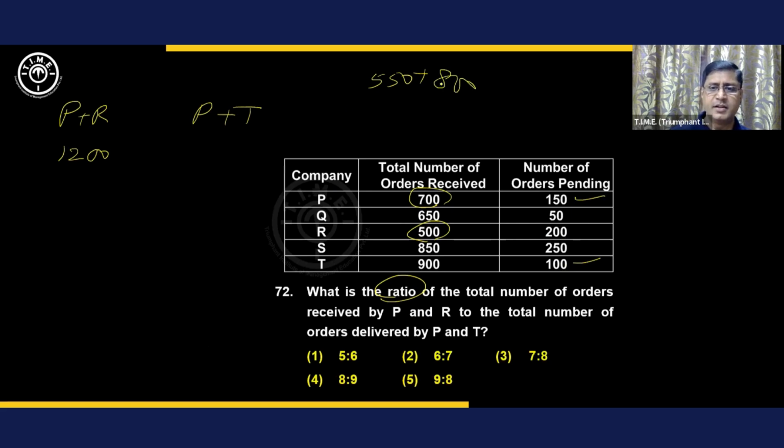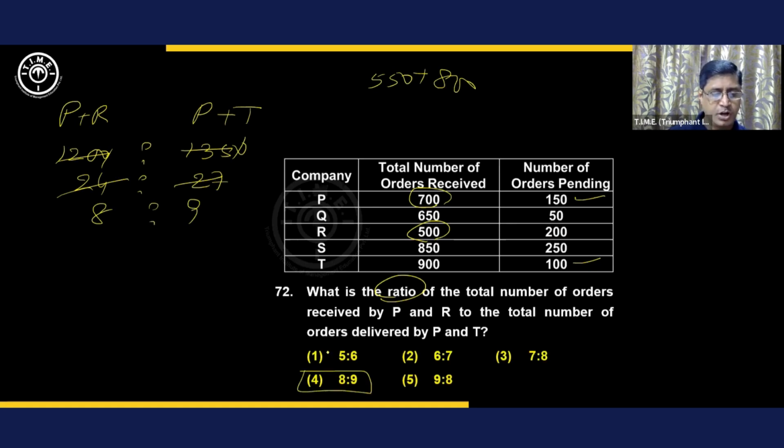So what is the result? So that is 1350. Am I right? So 1350 and 1200. What to find? The ratio to be found. 0 and 0 get cancelled. Now 5 here, it goes to 27 times. 5, 24 times. What about these two numbers? 3, 8 times and 3, 9 times. The result is 8:9. Option number 4. Fourth choice is the right answer.